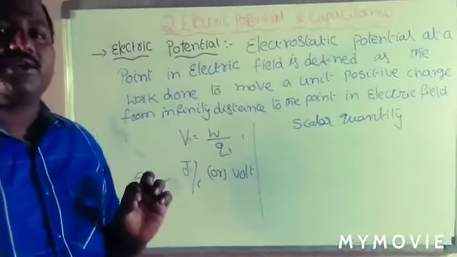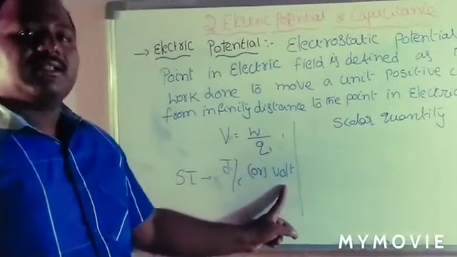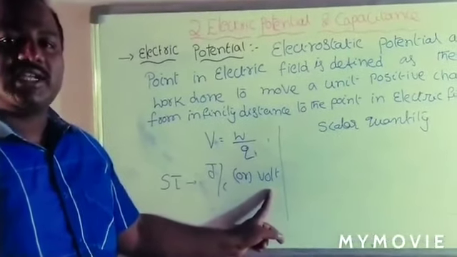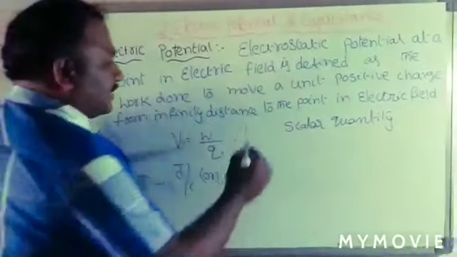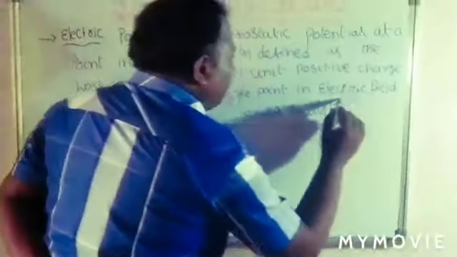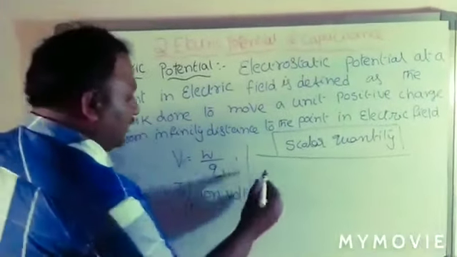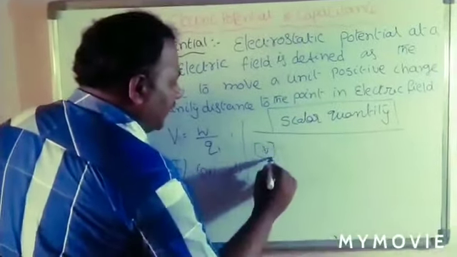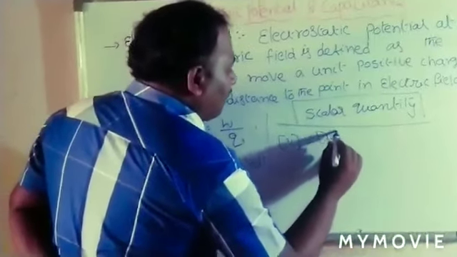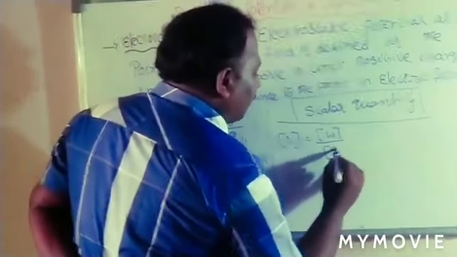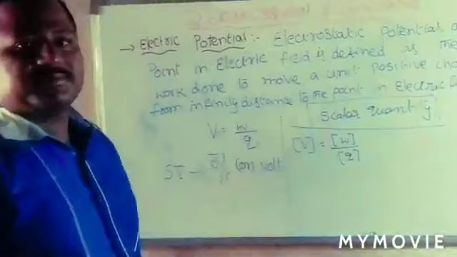Generally, we are going to take the unit as volt. Remember that the SI unit of potential is volt. And next, we find the dimensional formula. The dimensional formula of electric potential is the dimensional formula of work done divided by the dimensional formula of charge.